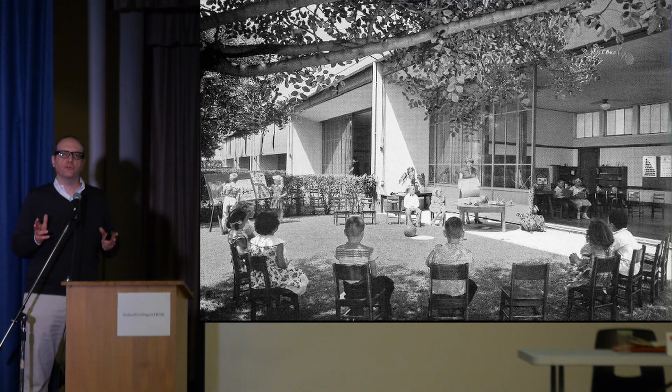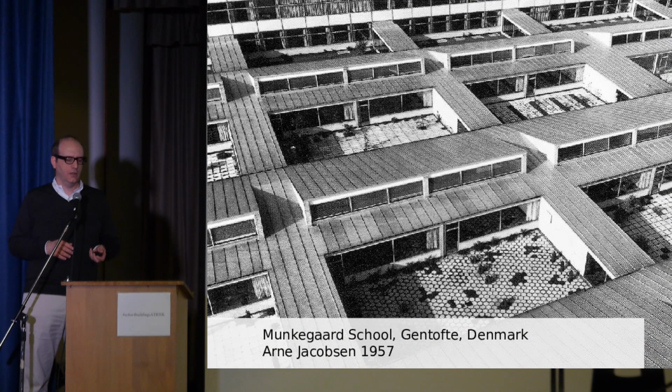This was an experimental school associated with UCLA. And here you've got the transparency between inside and outside. You've got children out in the landscape, in nature. You have children in chairs arranged in a circle. So this is a very different model from what would have been the predominant method at the time.